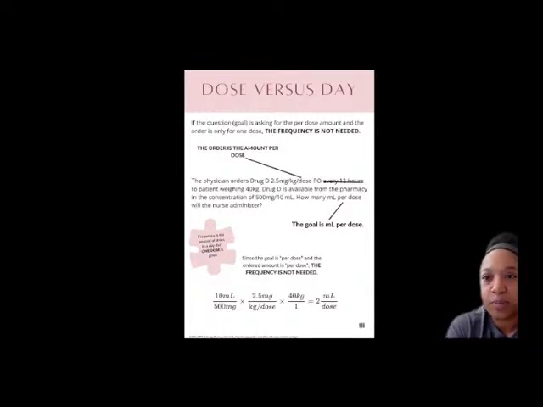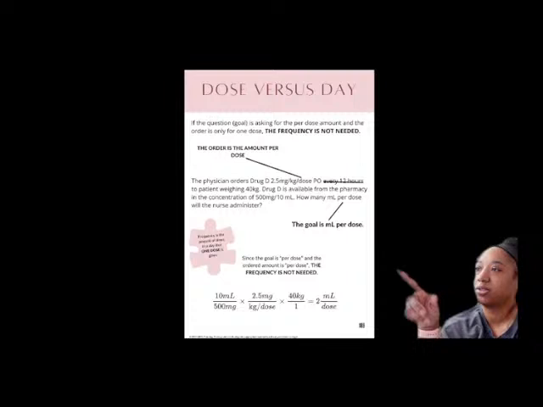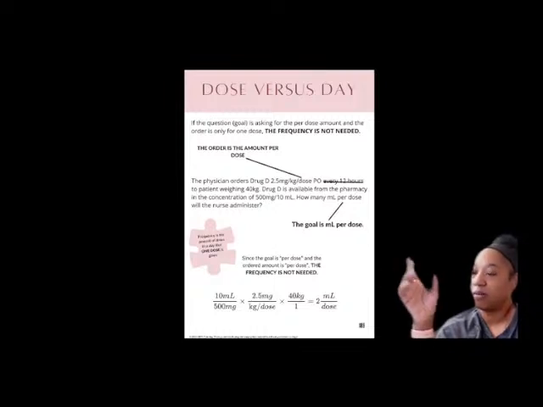You need this book. Could you explain how to figure out this question? Okay, so boom. All right, let's do it. The physician orders drug D 2.5 milligrams per kg per dose by mouth every 12 hours to a patient weighing 40 kg. Drug D is available from the pharmacy in the concentration of 500 milligrams per 2 milliliters. How many milliliters per dose will the nurse administer? Okay, so you see it tells you the question, which is the goal, because what's the goal? Milliliters per dose.